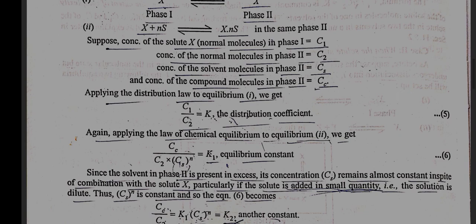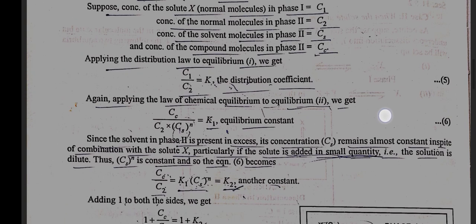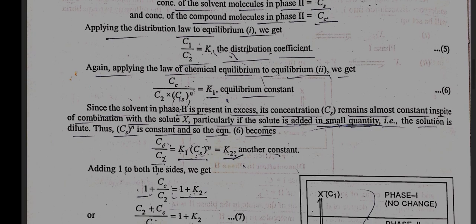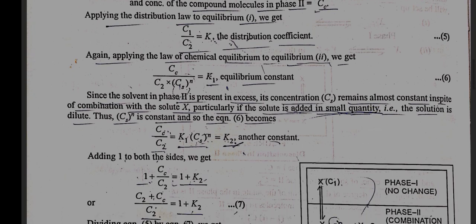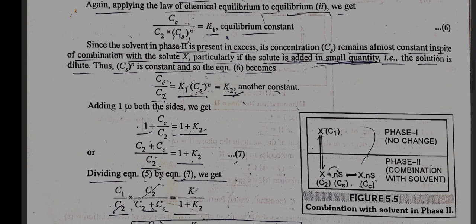Suppose the concentration of the solute X in phase 1 is C1, the concentration of normal molecules in phase 2 is C2, the concentration of solvent molecules in phase 2 is Cs, and the concentration of compound molecules in phase 2 is Cc. Applying the distribution law to equilibrium first, we get C1 by C2 equal to K, that is the distribution coefficient. Again applying the law of chemical equilibrium to equilibrium second, we get Cc divided by C2 into Cs raised to power n is equal to K1, that is the equilibrium constant.